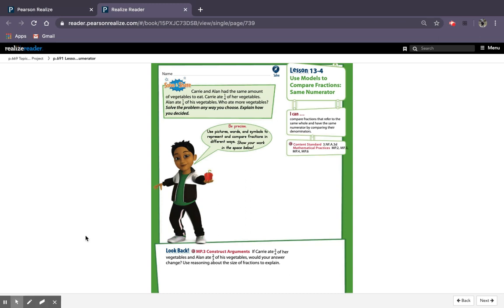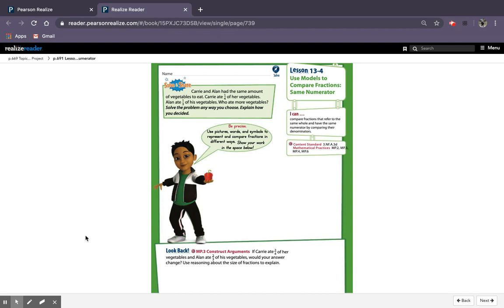Hey everyone, so today in this video we're going to look at lesson 13.4, which is use models to compare fractions with the same numerator. So we've looked at ones with the same denominator before, so the same bottom number. But today we're going to look at fractions that have the same top number, which is the numerator. And our I can statement is I can compare fractions that refer to the same whole and have the same numerator by comparing their denominators.